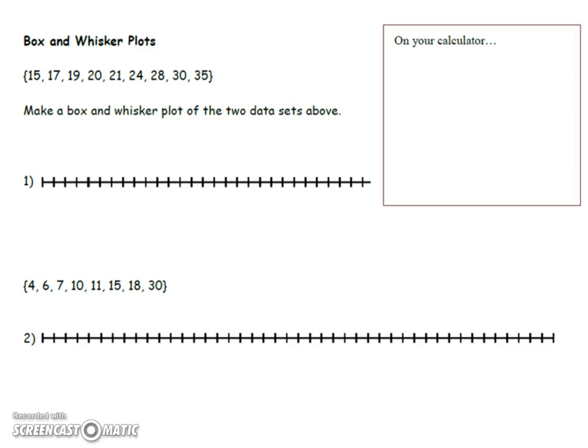Okay, now using that same information, we're going to create a box and whisker plot. So you can see the data is exactly the same, but we have to reference back to our 5 number summary. So I know that I have to go from 15 up to 35, and I have to list all of the items to do a box and whisker plot.